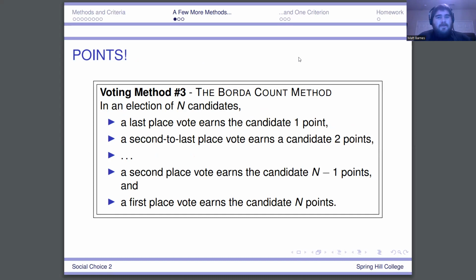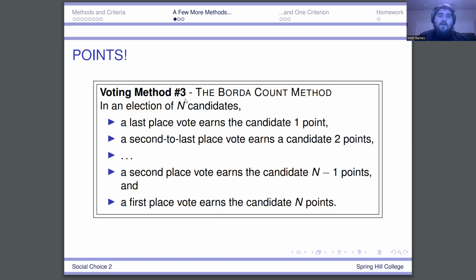This is the one you may be the most familiar with other than plurality. And what we're going to do here, when it's written out, it looks a little confusing, but it's really not that bad. Every last place vote is going to be 1 point. Every second to last place vote is going to be 2 points. And then we're going to count up like that until we get to our first place vote, which is going to get n points, however many candidates there are.